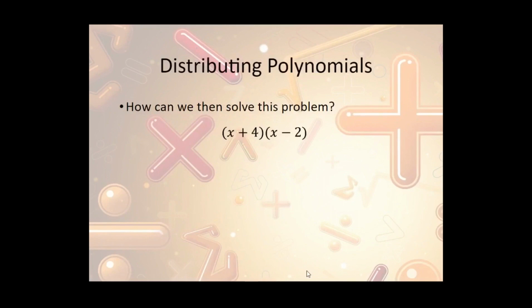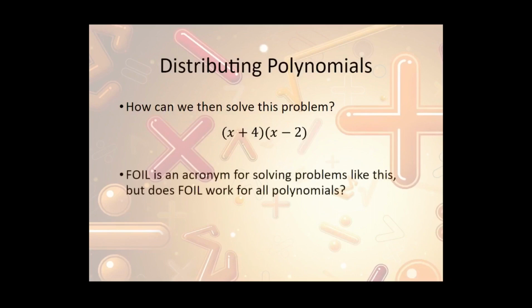So then how do we solve something like this? x plus 4 times x minus 2. Well, maybe you heard of this term before. FOIL, which means first, outside, inside, last. So you multiply the firsts and then the outsides, so this one and this one, then the insides, then the last ones. Well, that might be what you've heard in the past, or maybe you haven't.